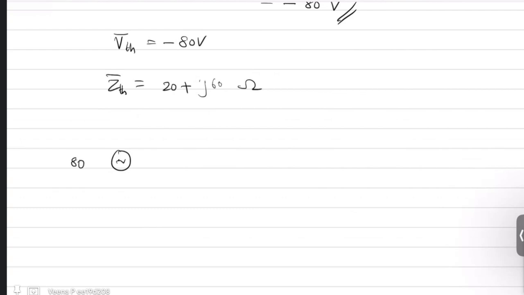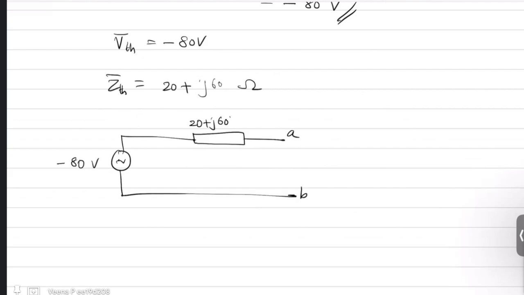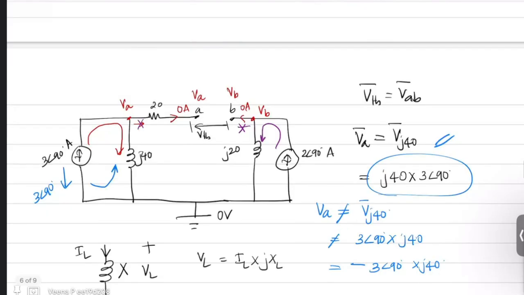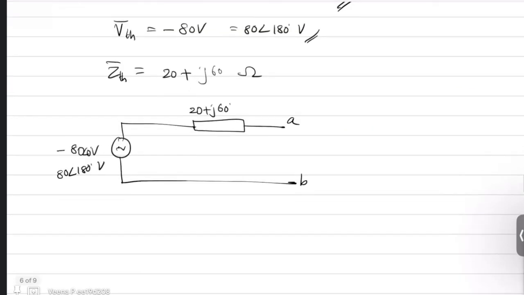you have minus 80 volts, 20 plus J60, and your AB. Angle 0, or it is 80 angle 180 volts. This means nothing but 80 angle 180. That's it. That is the solution.